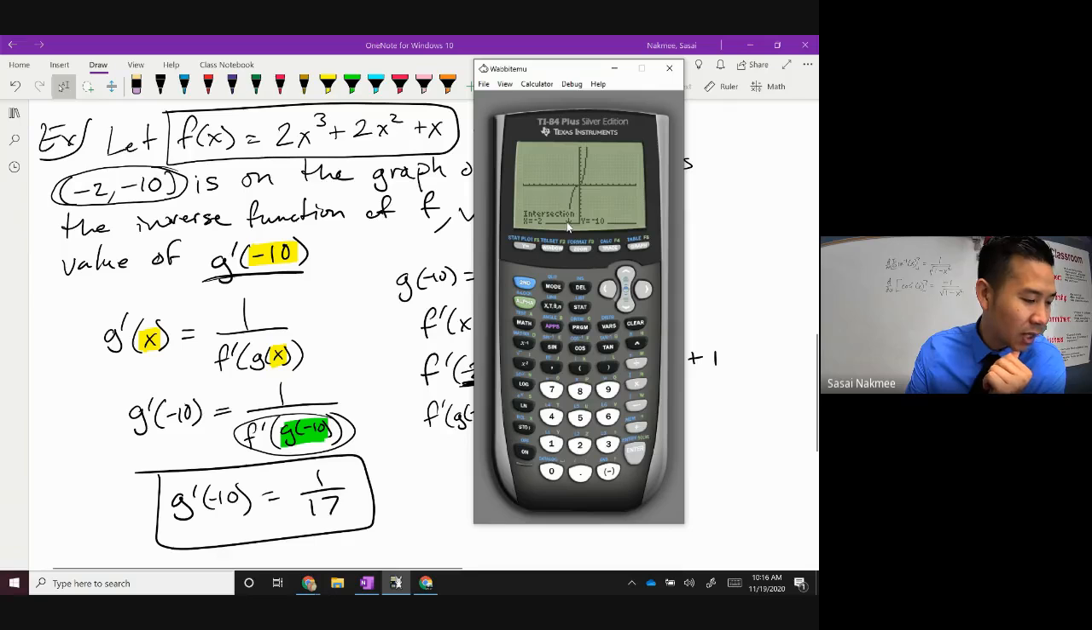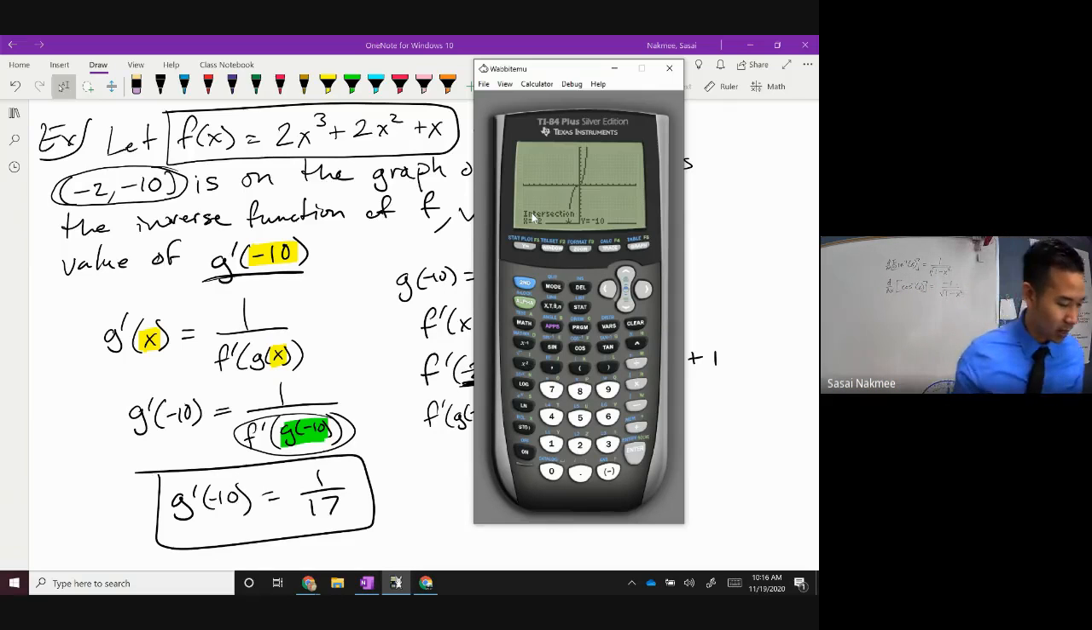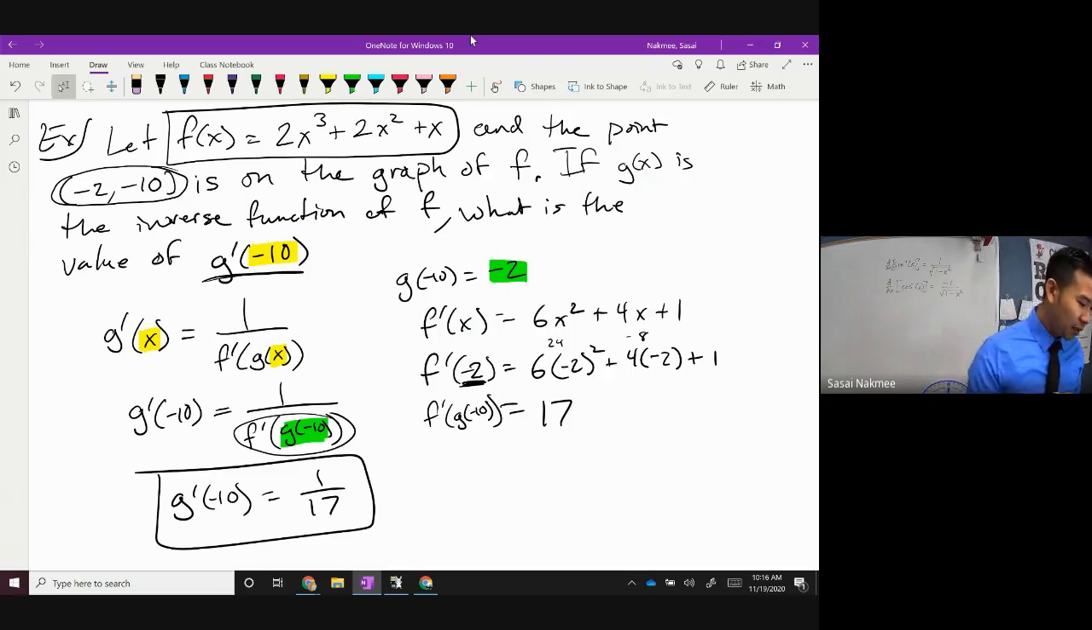So therefore, the inverse function would take negative 10 and spit out negative 2. You guys see that? That's how an inverse function works. It takes what was your output originally and takes you back to what was your input, right? It works it backwards is what I'm trying to say. So that's how that works.